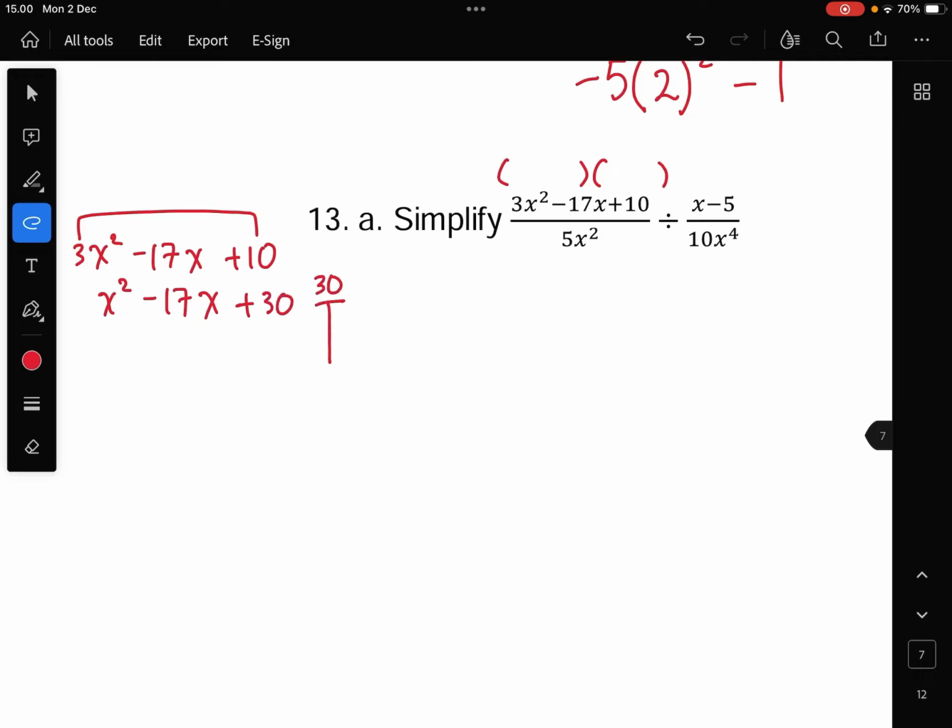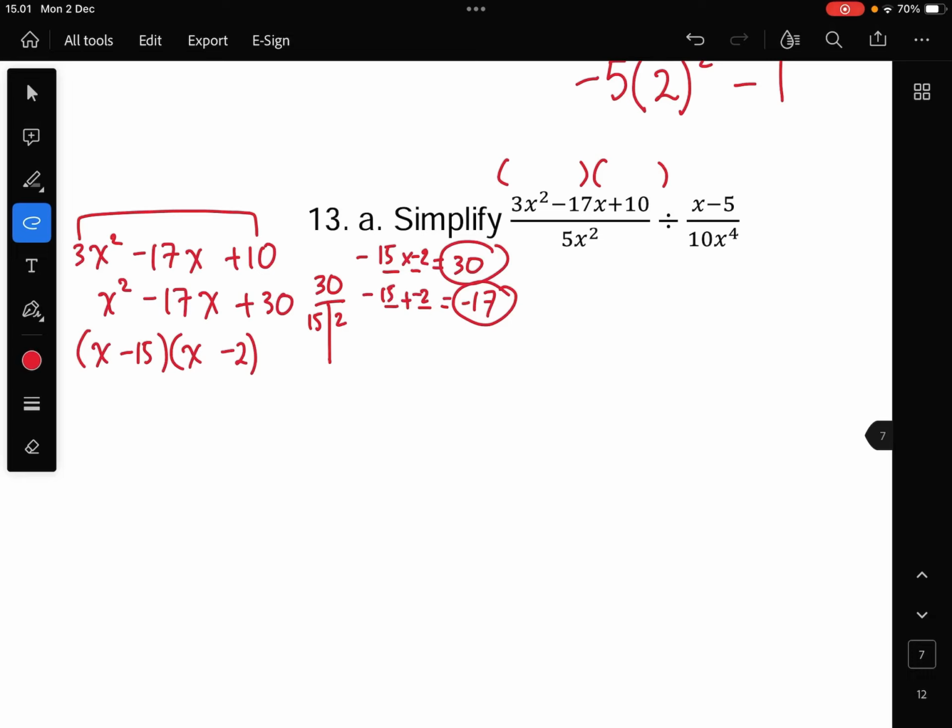So we need to find the factors of 30. When you multiply it, you get positive 30. When you add it, you get negative 17. It is going to be 15 and 2, isn't it? Yeah, 15 and 2. Because this one is positive, but it is negative for the addition, both of the numbers will be negative. So you will have x minus 15 and x minus 2.